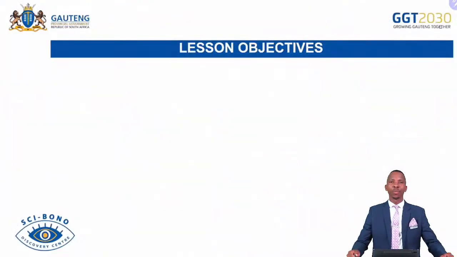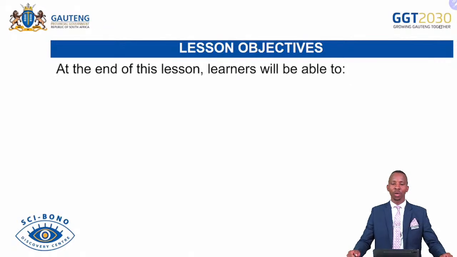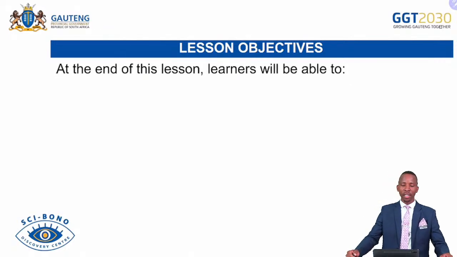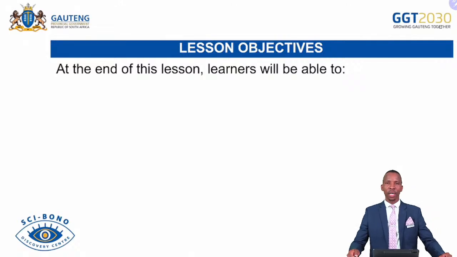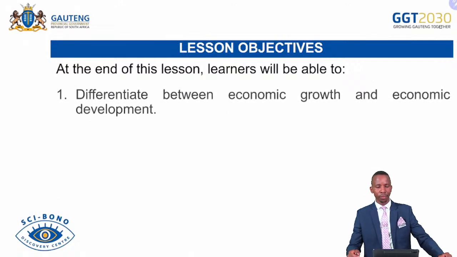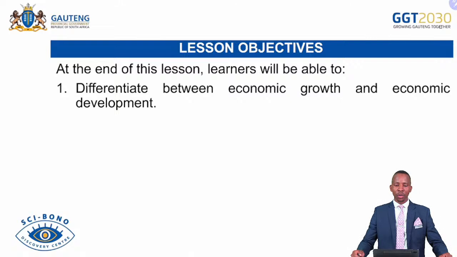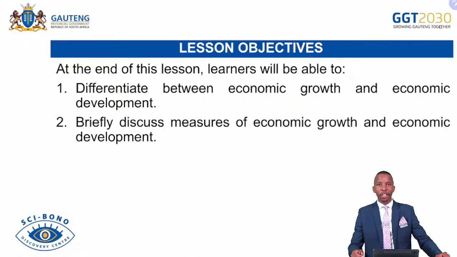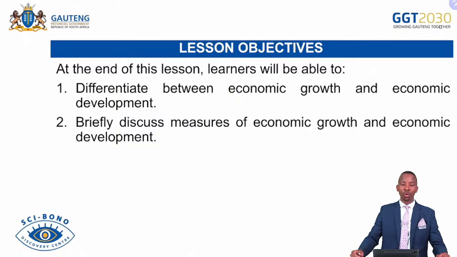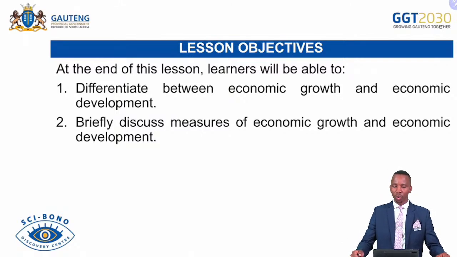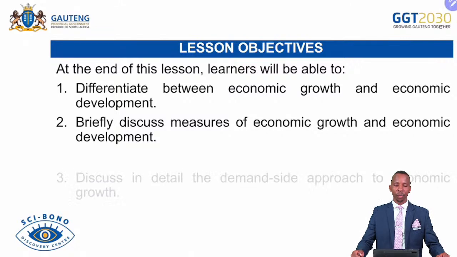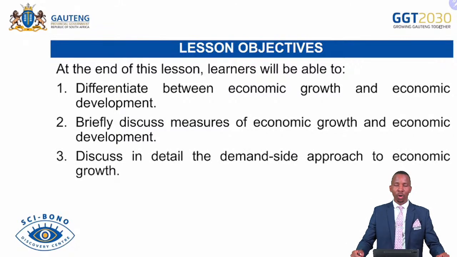The following are the lesson objectives or outcomes that will be achieved during the course of this lesson. So at the end of this lesson, you as a candidate will be able to do the following. It will allow you to differentiate between economic growth and economic development. The lesson will allow you to briefly discuss measures of economic growth and those of economic development. The lesson will also allow you to discuss in detail the demand side approach to economic growth and economic development.